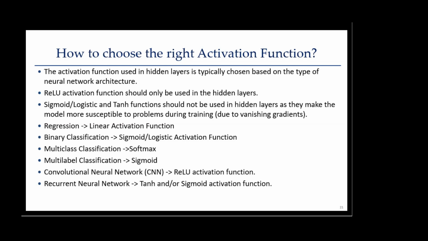In regression problems, it's recommended to use a linear activation function, while in binary classification, sigmoid or tanh should be fine. In multi-class classification, it's recommended to use softmax because it reduces the probability of each class. In multi-label classification, we can use either sigmoid or softmax. In convolutional neural networks, it's very useful to use the ReLU activation function. And in recurrent neural networks, the use of tanh or sigmoid is recommended.